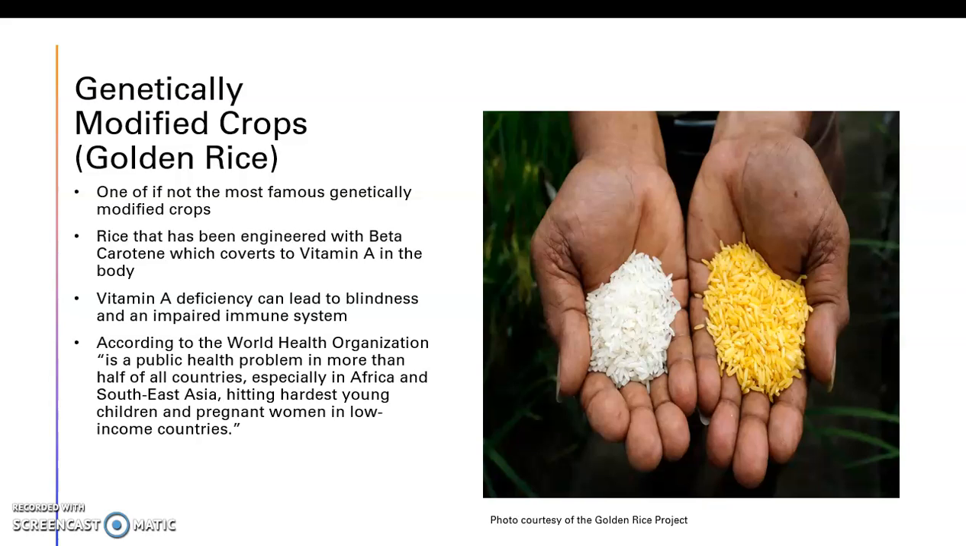Vitamin A deficiency can lead to blindness and an impaired immune system. According to the World Health Organization, vitamin A deficiency is a public health problem in more than half of all countries, especially in Africa and Southeast Asia, hitting the hardest in young children and pregnant women in low-income countries.